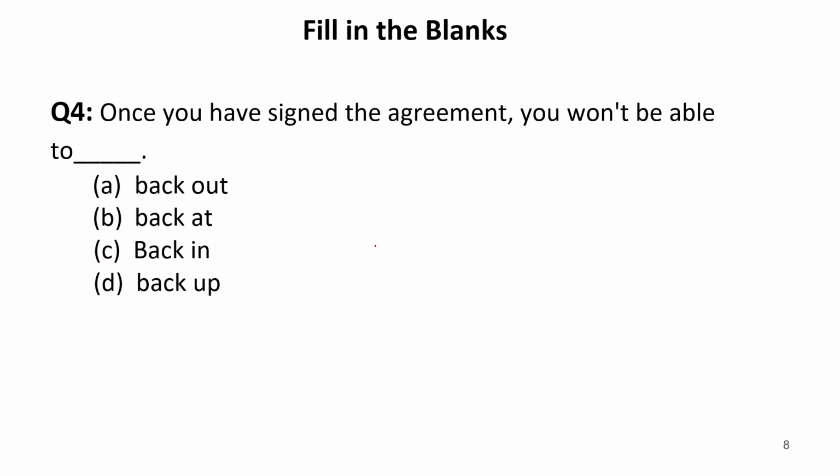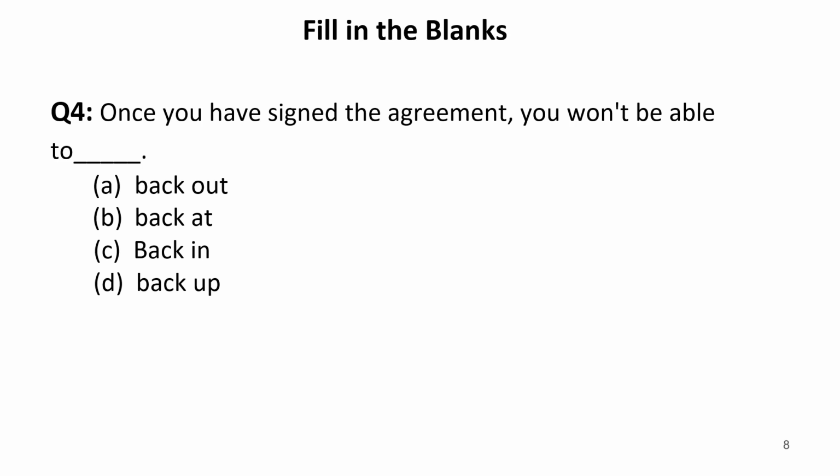Now, the next sentence. Once you have signed the agreement, you won't be able to dash. It means after you have signed the agreement, you won't be able to, it means you will not be able to. It means now you cannot do anything. You are bound by that agreement now, and you cannot withdraw. You cannot step back.